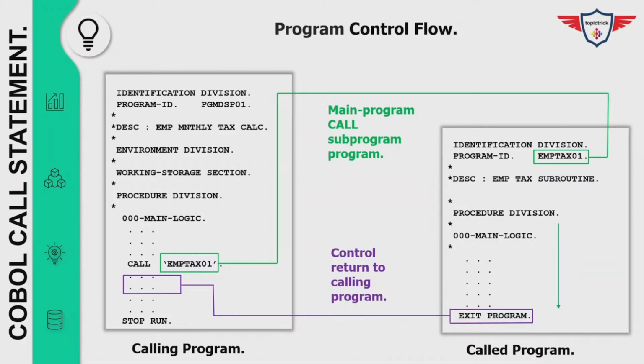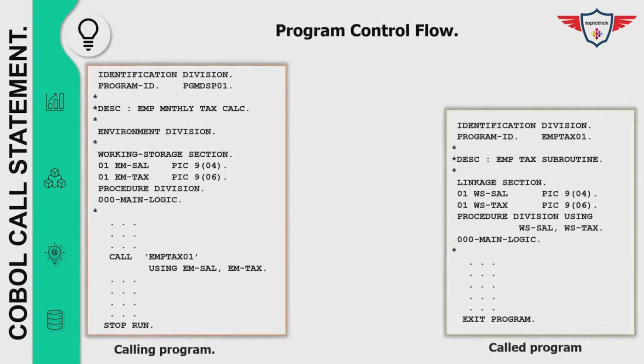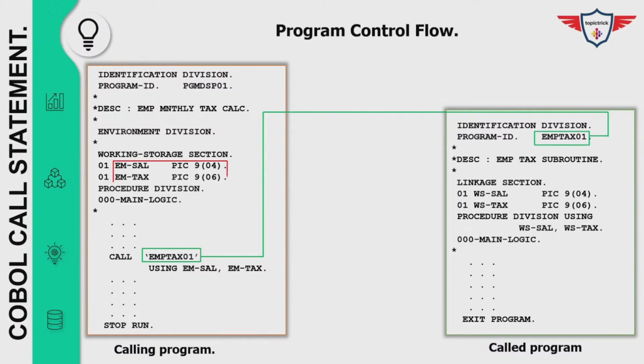Now let's look at a second example where we send data from the main program to the subprogram. Again we have two programs. The first one is a main program and the second one is a subprogram. In the main program, we have a working storage section where we have defined two variables. The first one is salary and the second one is tax. We send salary to the subprogram. The subprogram calculates the tax and returns the value to the main program.